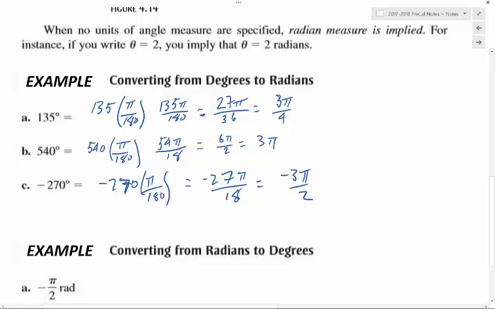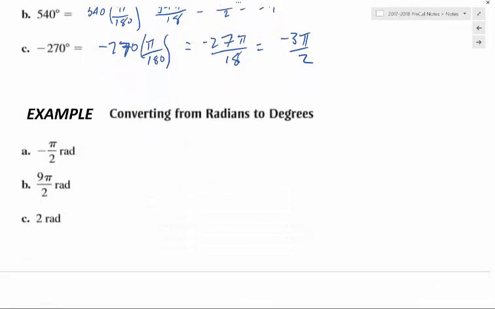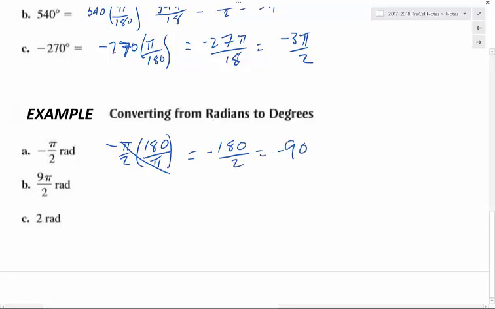We will be doing a lot of practice in class on converting degrees to radians and radians to degrees. So negative pi over 2, multiply it by 180 over pi. Pi should always cancel. When I go from radians to degrees, there should always be a cancellation if a pi is present. Okay? And that will give me negative 180 over 2, negative 90.